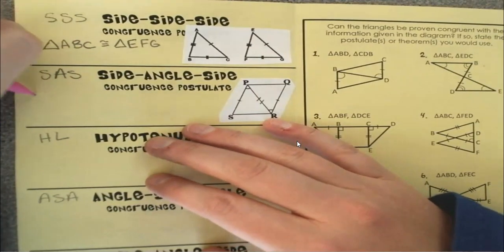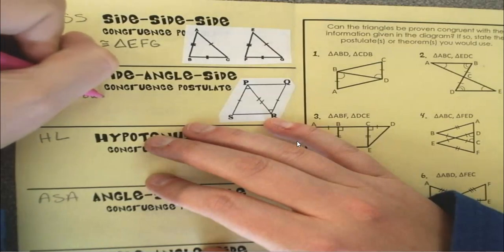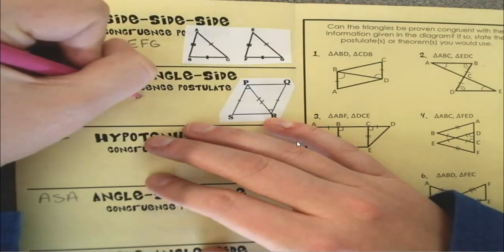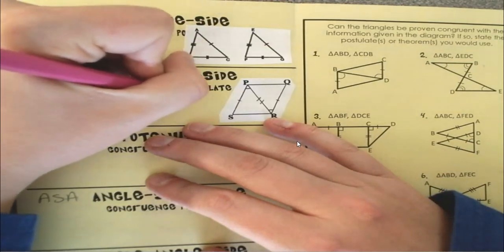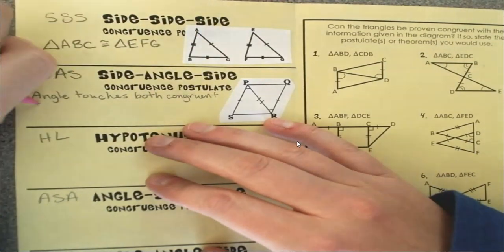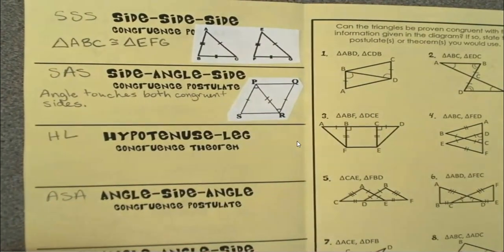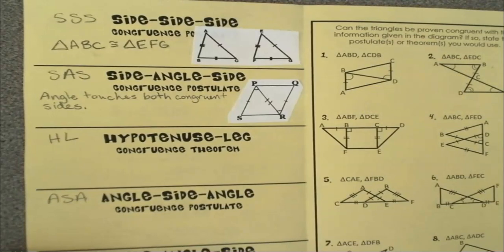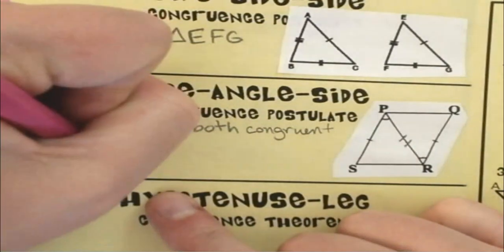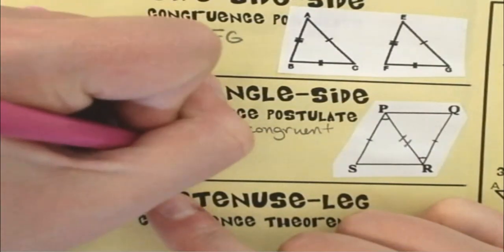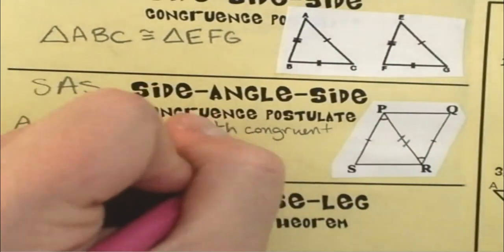So the angle is in between the two sides, but the angle touches both congruent sides. That's important. The angle, oh, maybe I'll make this a little bigger so I can see. The angle touches both congruent sides. Therefore, triangle SPR is congruent to triangle... Okay, S and Q match up.